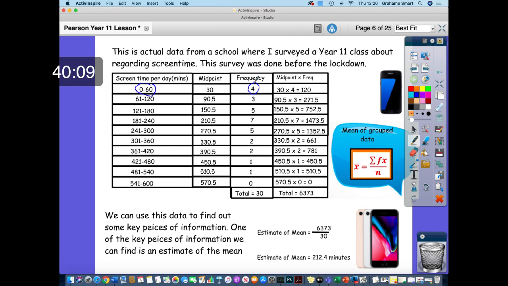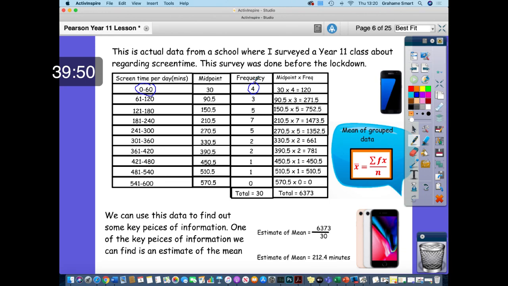But 4 people between 0 to 60 minutes screen time per day. There could be someone that spends 0 minutes there, and there could be someone that spends 60 minutes. The point is, we don't know exactly the amount of screen time they spend per day. All we know is that there are 4 people that spend somewhere between 0 and 60 minutes per day.